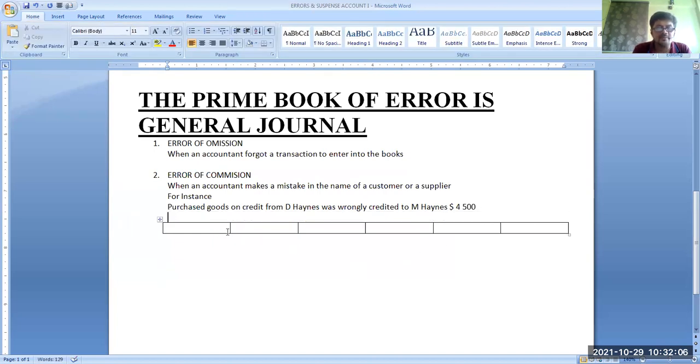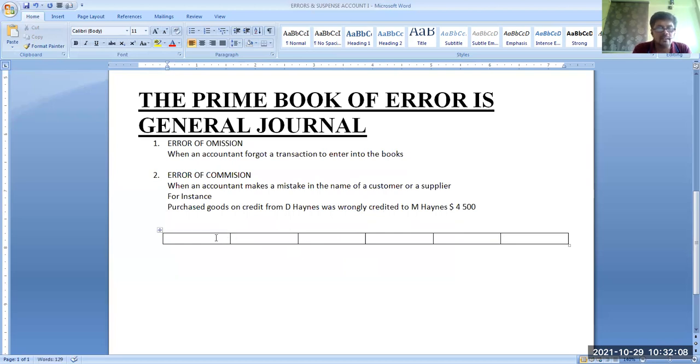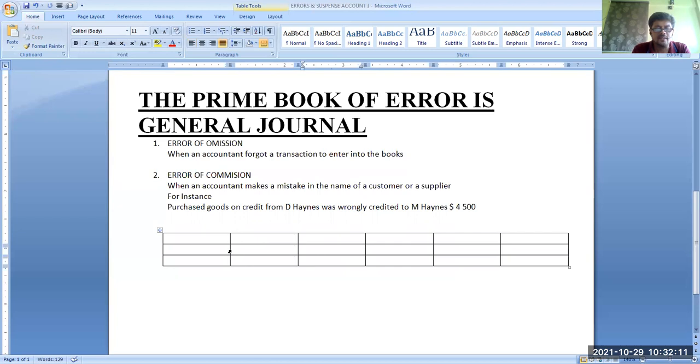See, this is a T account. Again, this is a T account in the standard form. I'm making it. Now, what's in a T account? Date, description, debit, date, description, credit. This is a T account of purchases.